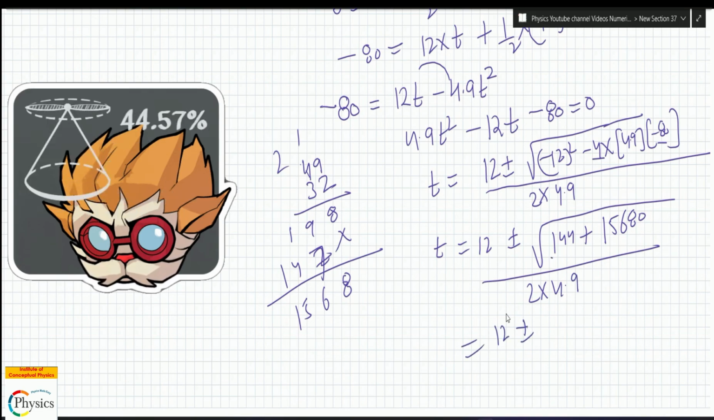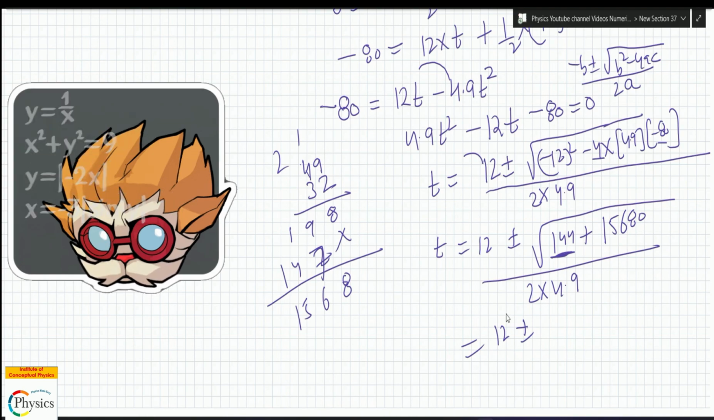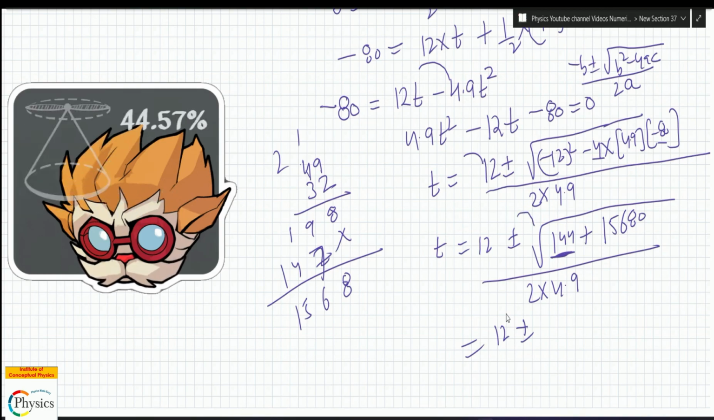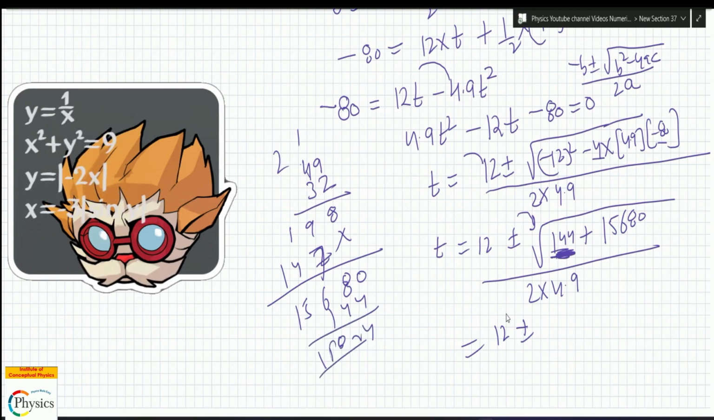You can calculate the value. This is minus b plus minus square root of b square minus 4ac divided by 2a, and we will have to choose one of them, which is plus, because this number is going to be larger than 12, because under root 144 itself is 12. So this will touch around 16,000 or something, right? 15,680 plus 144 is 15,824.